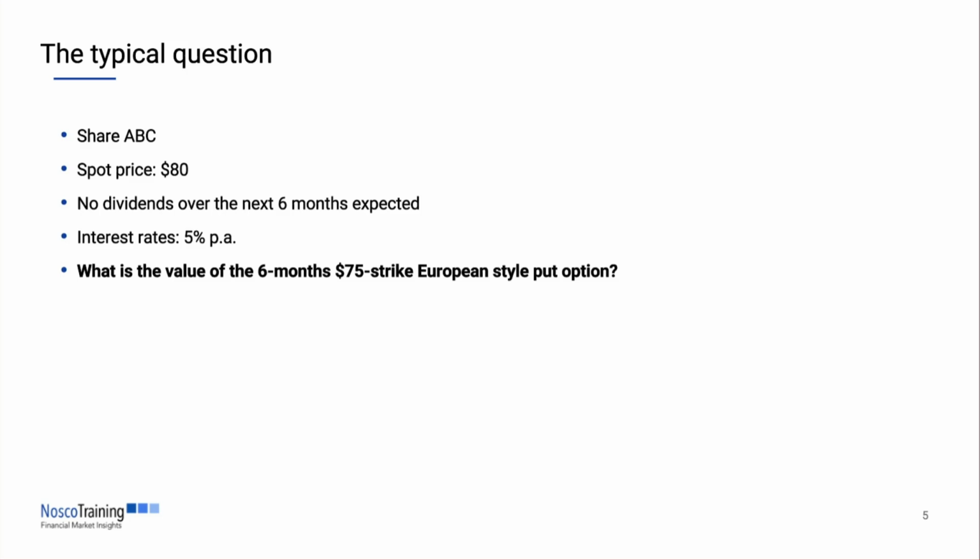So we have a share. The underlying is a share, ABC. The share has a spot price that is currently trading at 80. I made it simple. There are no dividends. Remember what we always have to do when we talk about options: we have to somehow calculate the forward price. So that's easy now with those numbers.